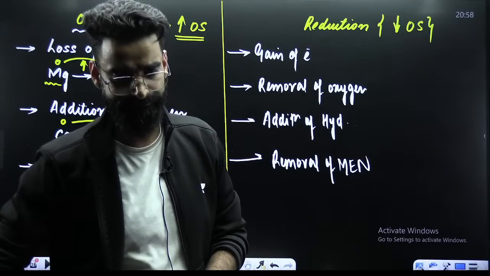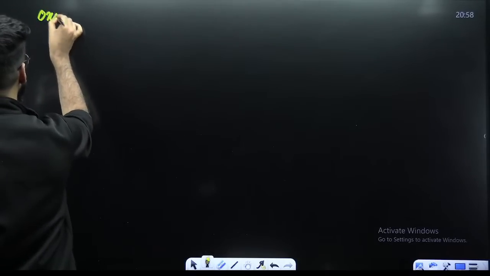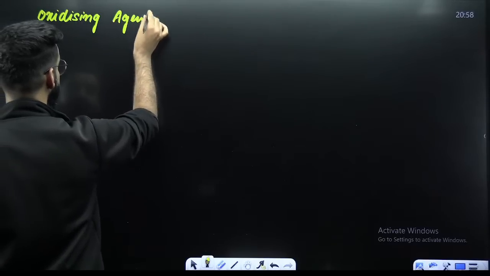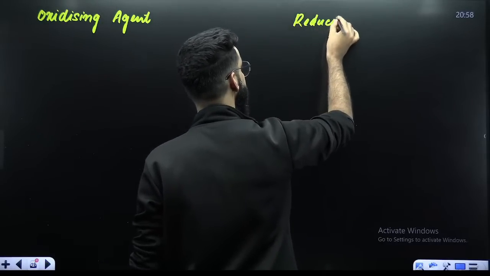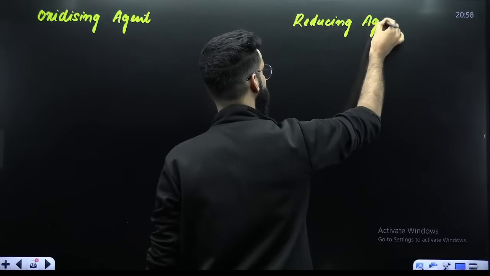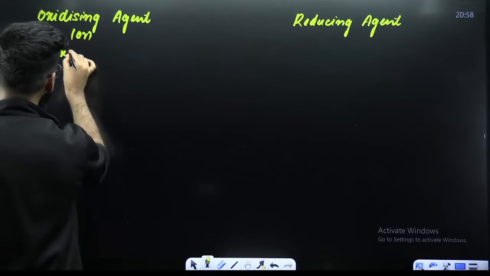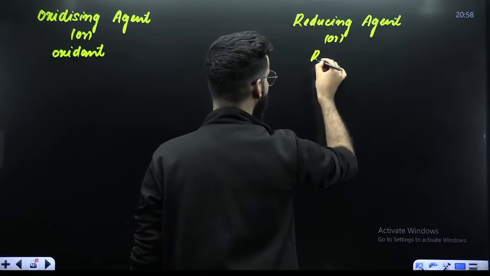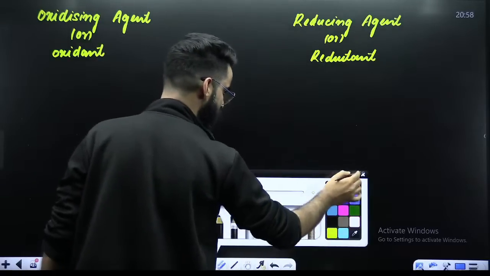Say it quickly in the chats. Now there are two more things. There is something called an oxidizing agent, and the reducing agent. Let me first of all tell you, oxidizing agent is what you call an oxidant as well. Reducing agent is what you call a reductant as well. Now, first of all, how do we define the two?